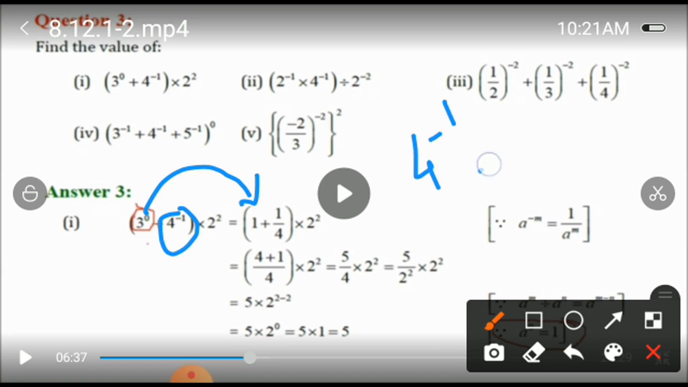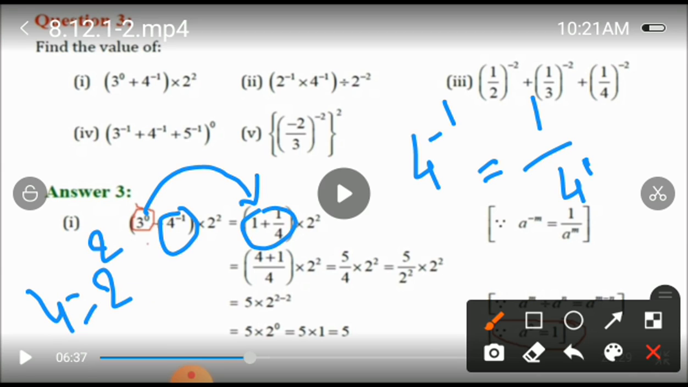Student, 4 raised to minus 1 gives me 1 upon 4 raised to 1. Here it will become a plus because it is in the downside as a denominator. And whatever the next number is, same one. Now take the LCM for this one. 4 is the LCM. 4 plus 1 will give me 5 upon 4 multiplied by 2 raised to 2. Okay, in place of 4, can I write 2 raised to 2, beta? Why? 2 twos are 4. Both things are right. Yes.